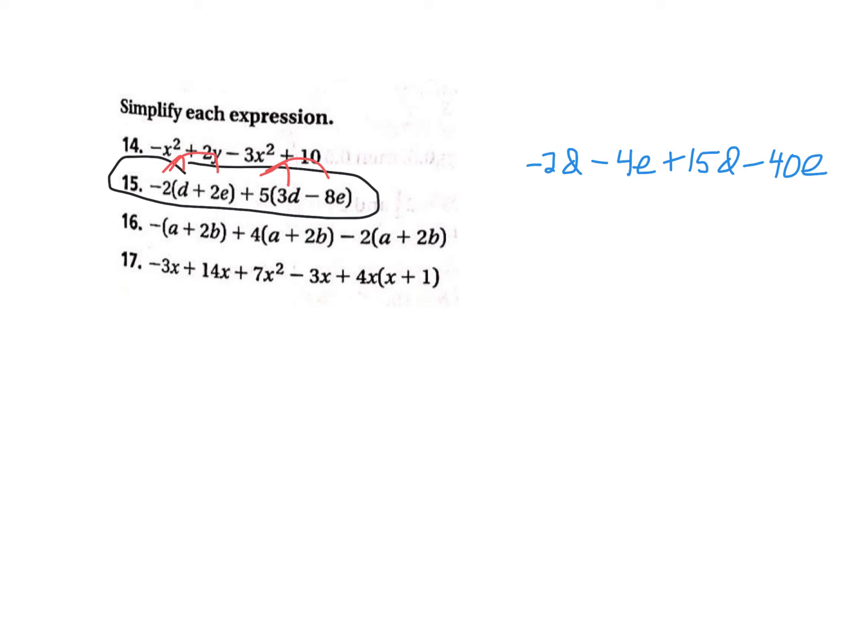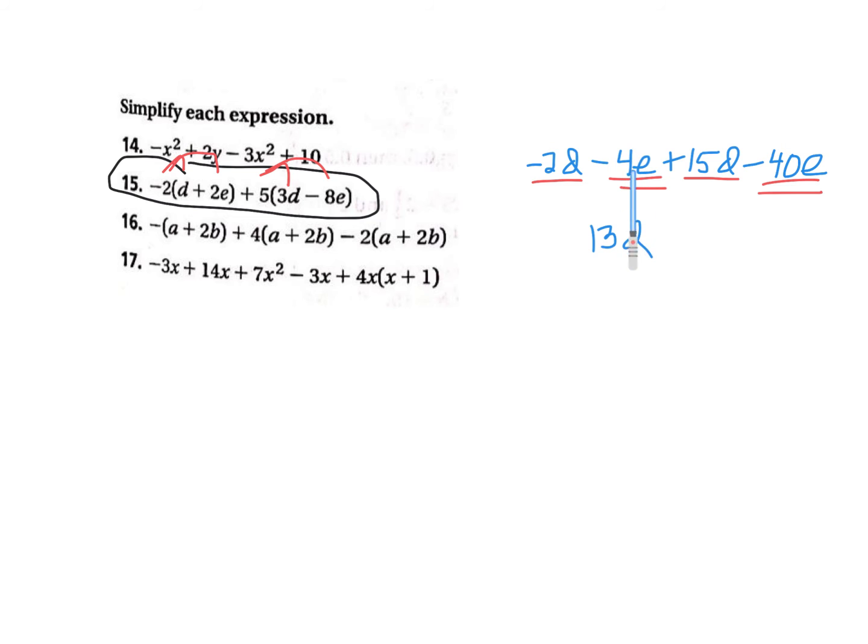So then my like terms, I have a D term here and a D term there, and then the E's will be combined together as well. So if I have negative 2D's and I add positive 15, a negative 2 and a positive 15 is a positive 13. So I get 13D.